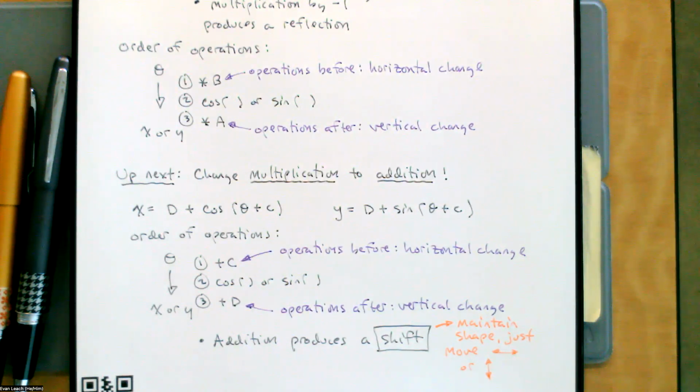Any questions? This is all very organized. Multiplication produces stretches or squishes. Addition produces shifts. Operations before the trig function will make horizontal changes. Operations after the trig function will make vertical changes. Let's look at a particular example. Let's jump back over to the Desmos.